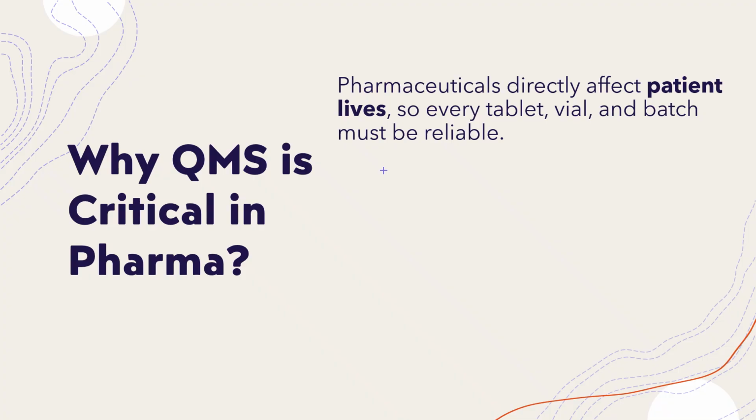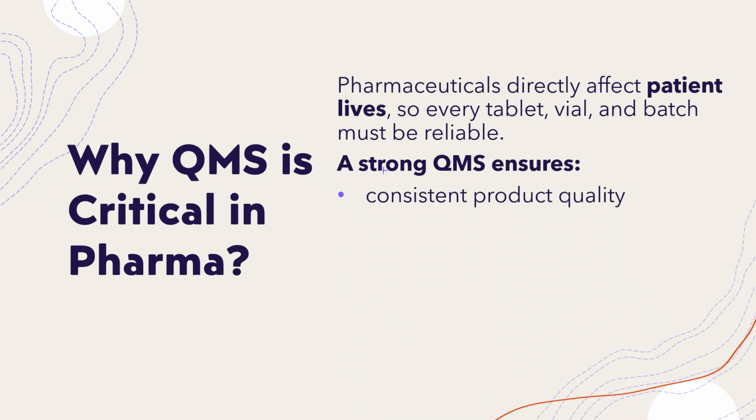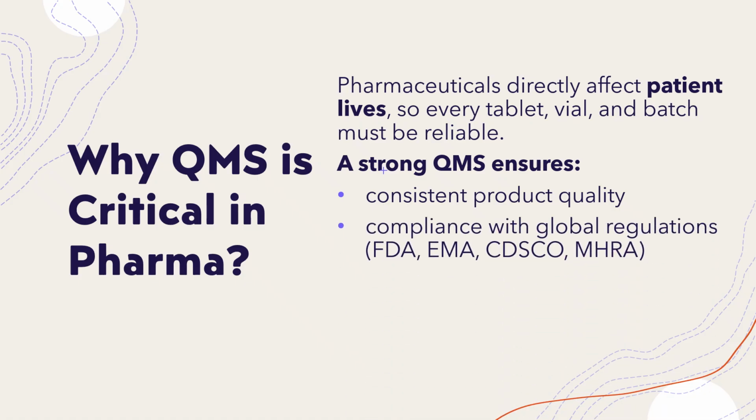Let's discuss a few points on that. A strong QMS ensures consistent product quality. QMS ensures every batch meets defined quality standards, reducing variability and maintaining product reliability, right? Next, compliance with global regulations like FDA, EMA, CDSCO and MHRA. Processes and documentation should be aligned with the respective regulatory requirements to maintain full GMP compliance, right?